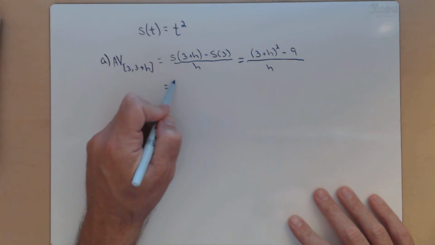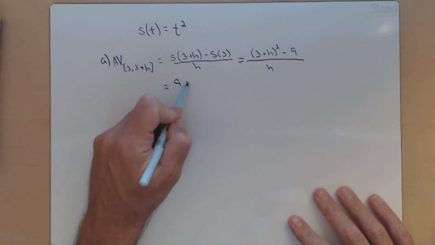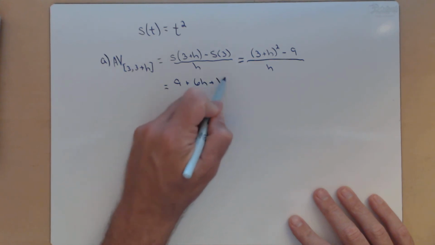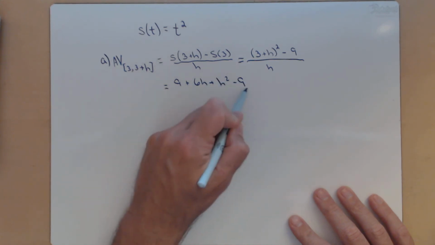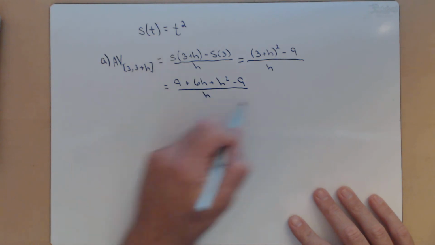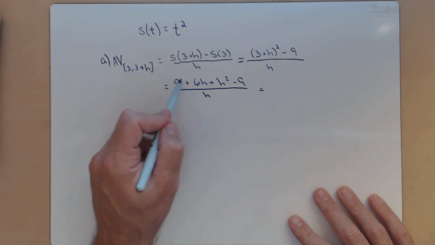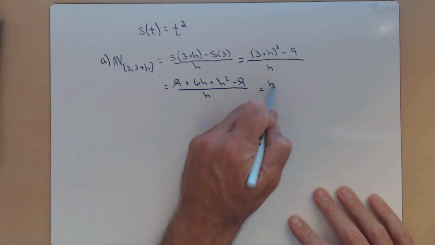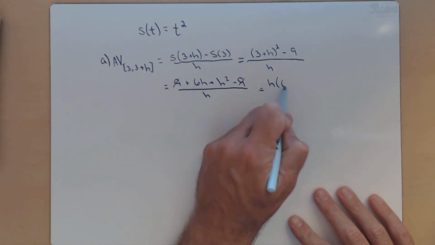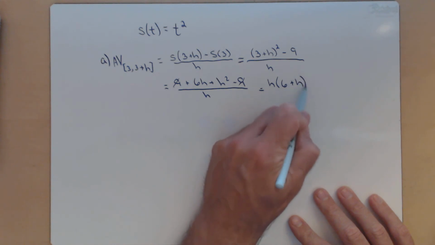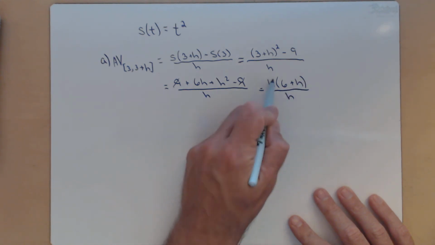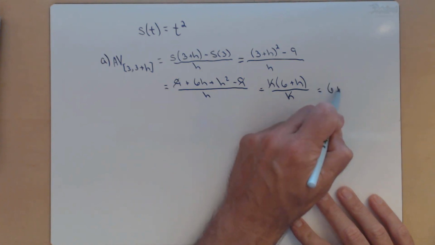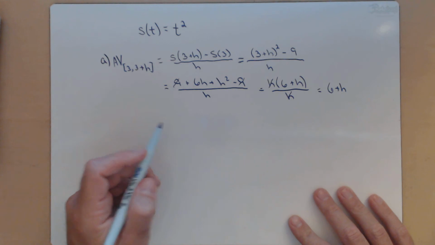And we've done some foiling in here before, so foiling out, and you can double check this, is 9 plus 6h plus h squared minus 9 all over h. Notice we got a positive and negative 9. Those cancel. And now in the numerator, I can factor an h out. h times 6 plus h all over h. Those cancel. And so a very nice simplified formula for us is just 6 plus h.